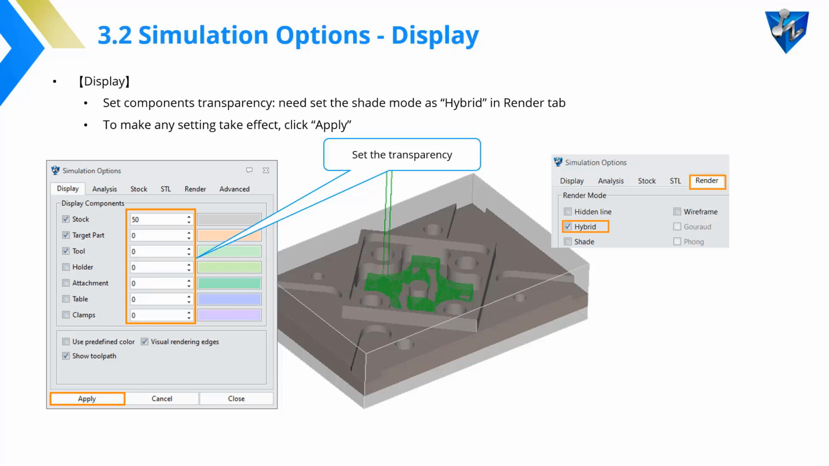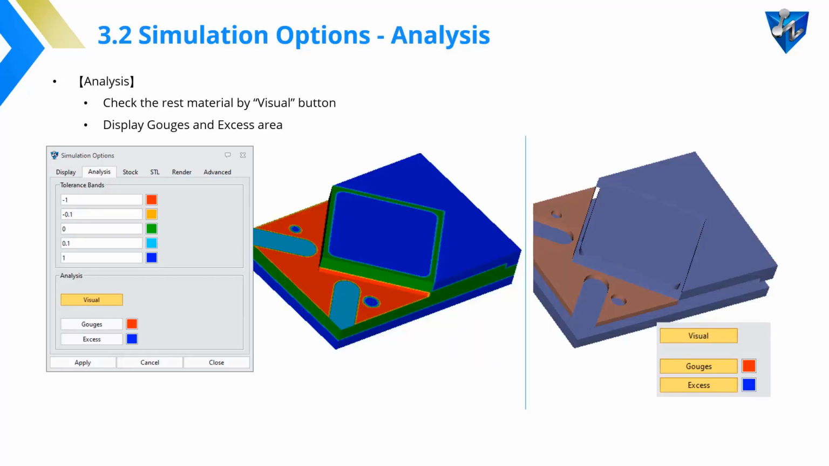In the analysis tab, we can set the tolerance bands and click visual to get the result, and click again to cancel the effect. We can also click gouges to show the overcut range and excess to show the left material that we need to remove.